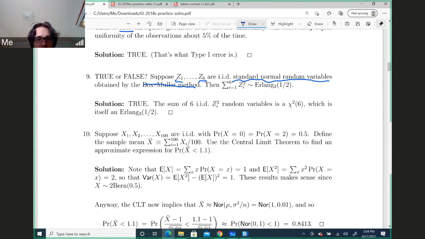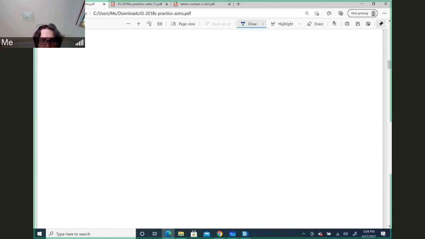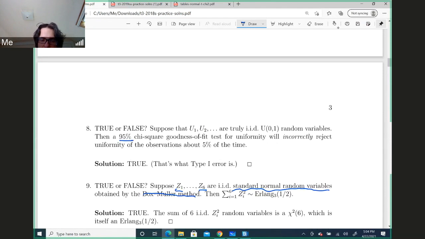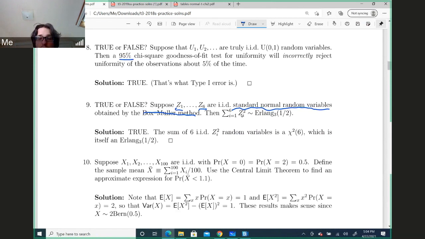However, the question is saying that if you take the sum of the squares of these 6 standard normal random variables, you will get an Erlang with parameter 3 and 1/2. And of course this is true. There's a couple different relationships that I want to highlight here.